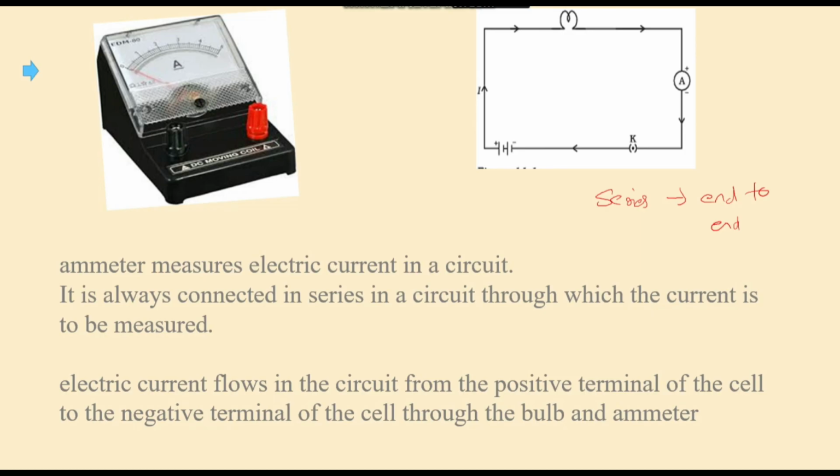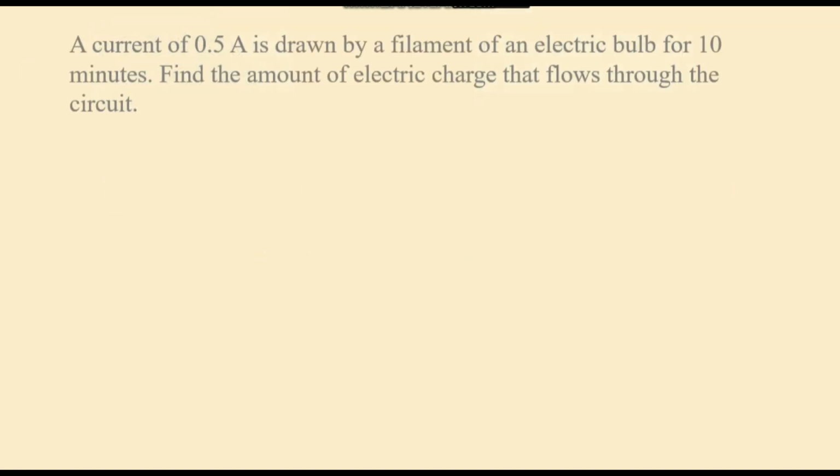In this circuit, the conventional current flows from positive to negative. The switch is on. The ammeter is connected in series, and this instrument is used to measure the electric current. So the electric current flows in the circuit from the positive terminal of a cell to the negative terminal of the cell through the bulb and ammeter.